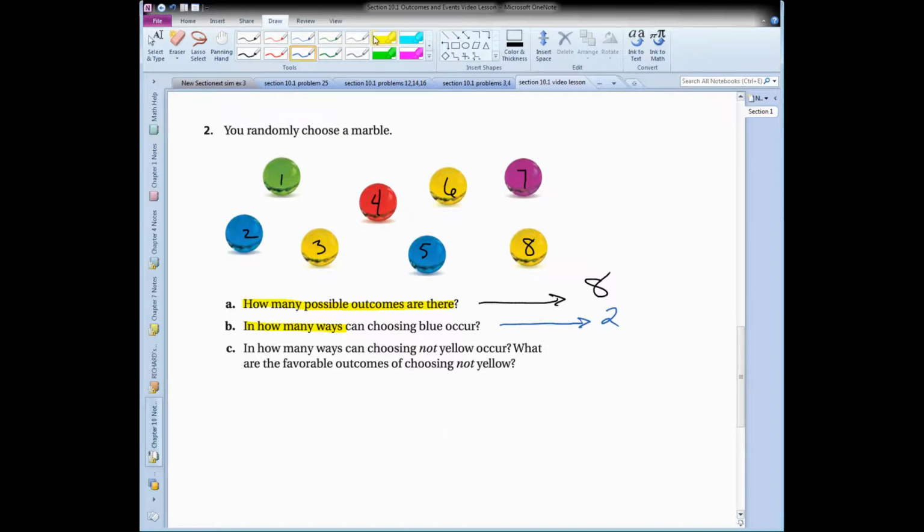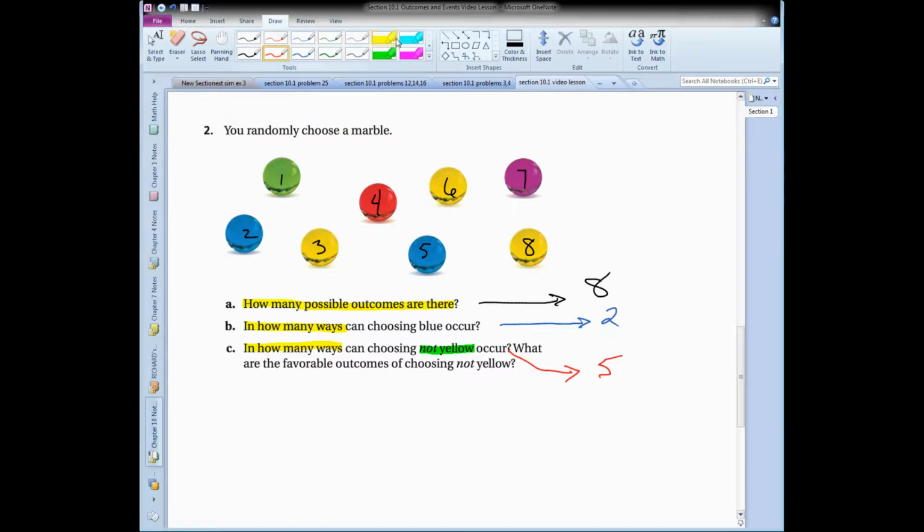All right. Now we have this question. In how many ways, so we're counting again, can choosing not yellow occur? That word not is important. That means we're going to choose the other marbles, the ones that are not yellow. So how many of the marbles are not yellow? We can count them. There's 1 green, 2 blue, so that's 3, 1 red, so that's 4, and a purple. So the answer to this one would be 5.